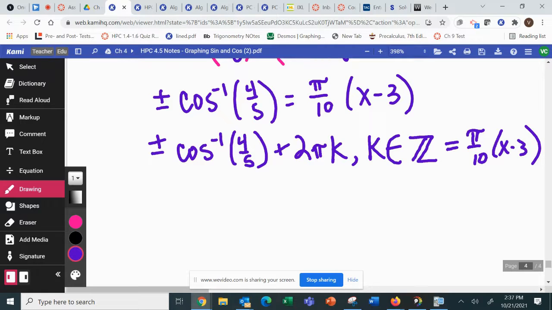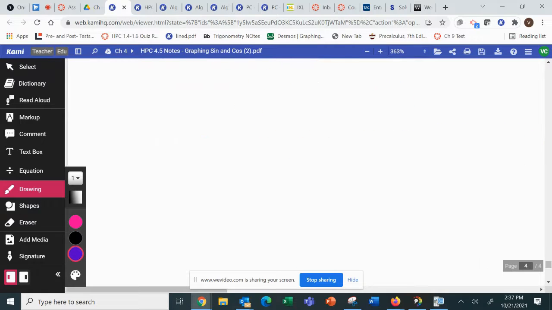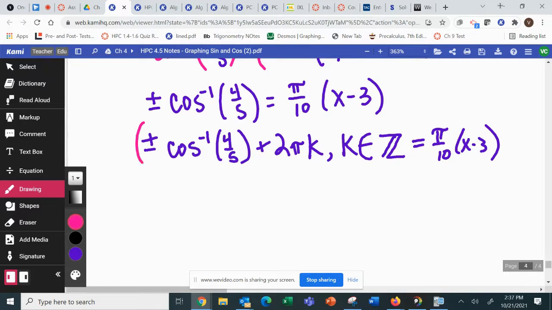What should we do to both sides to get x by itself? Okay, so we're going to multiply both sides by 10 over pi. I am not multiplying k as an integer because that's just a statement. It's not really part of the math.